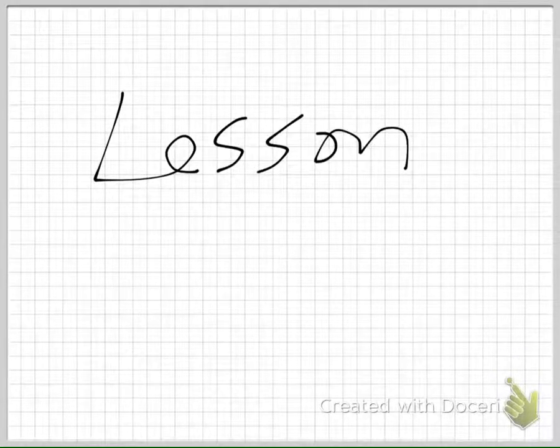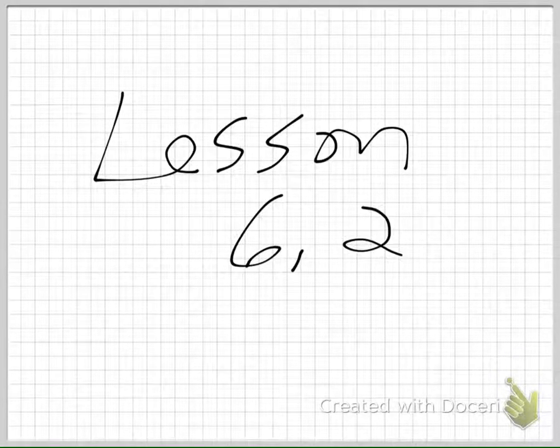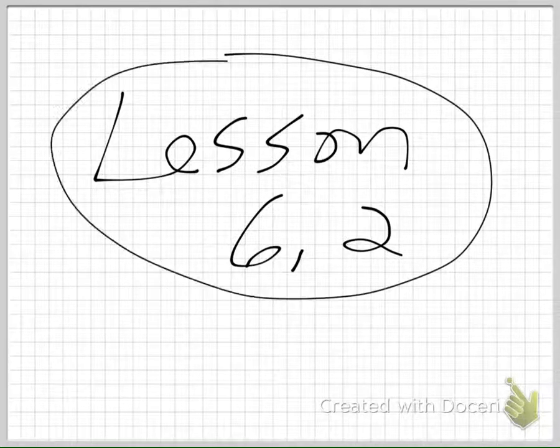This is Algebra lesson 6.2, substitution. Okay, we went over this just one time yesterday so you can see how to do this.